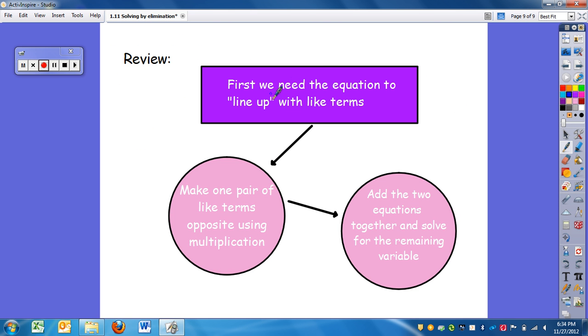So just to review, for us to solve by elimination, we first need the equations to line up with the like terms. We need to make one pair of the like terms opposite using multiplication. So we have to make them like 3 and -3. And then we add the two equations together and solve for the remaining variable. All right, so this includes your third method of solving systems. You are done learning all your methods.